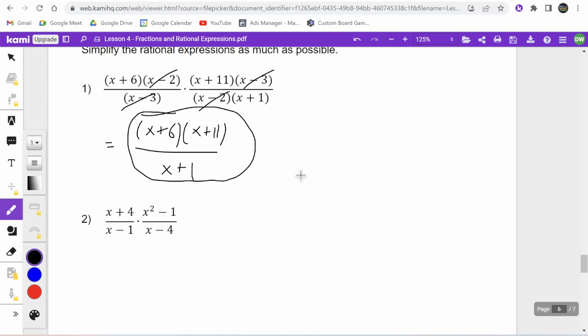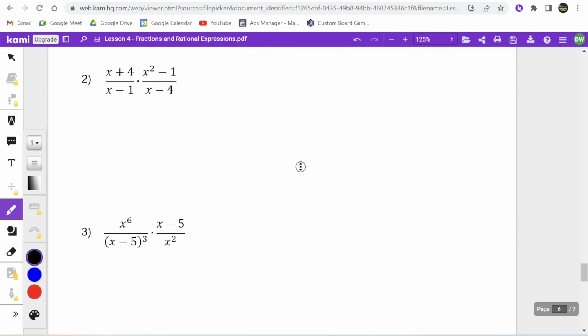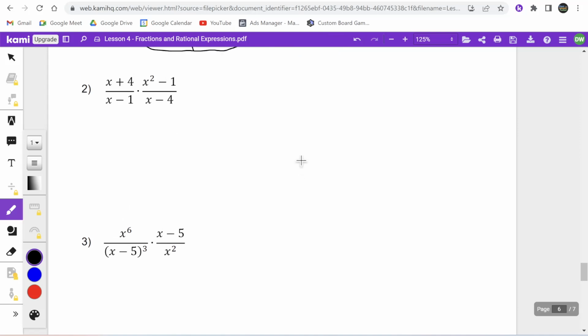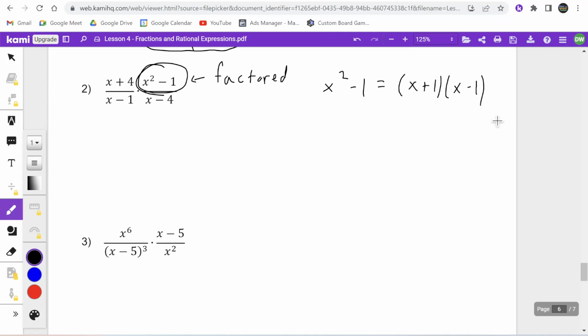Okay, good. Next, we have x plus 4 over x minus 1 times x squared minus 1 over x minus 4. Can someone tell me what cancels here? Yeah, so for this one, you'll notice nothing cancels yet. But you see the x squared minus 1 right here, that can be factored. And hopefully we remember from lesson, I think it was lesson 2, where we talked about factoring. Well, x squared minus 1, that's going to factor to x plus 1 times x minus 1. And of course, if you don't get it as fast as me, that's fine, but you do have to get this far eventually, even if it takes a minute or two.